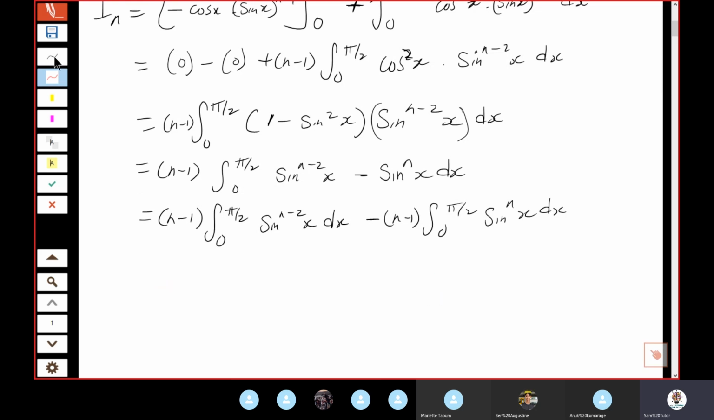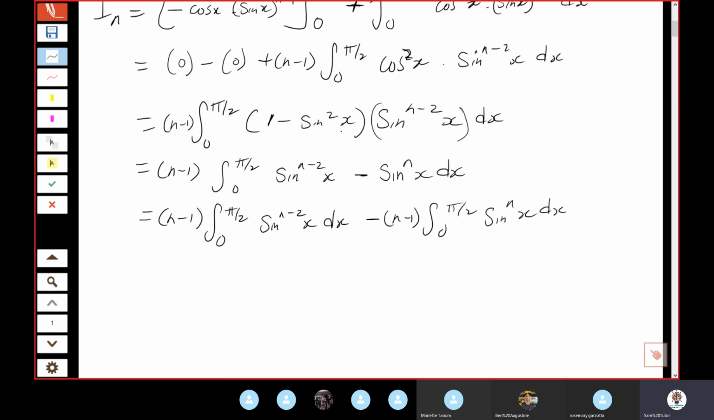Sam? Yes. From the third to the fourth line, did you just expand the brackets? Is this the third? This one here? Yes, that one. Third to the fourth. Did I? Yes. All I did was 1 times sin^n x minus 2x, there it is, minus sin squared x times sin^(n-2) x.